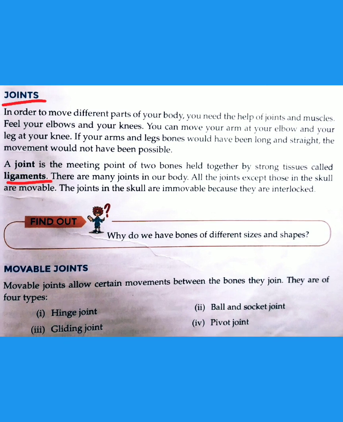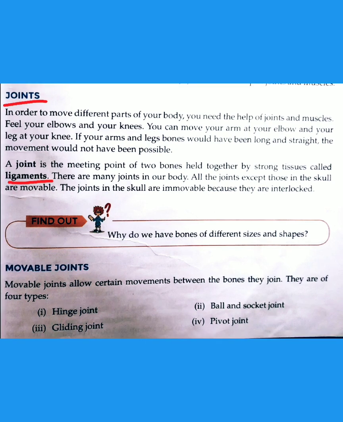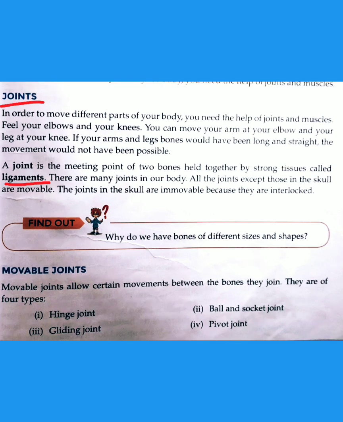So there are many joints in our body which are movable, but there is another joint which is immovable, that is the joint in the skull. So the skull bones have joints, but those are immovable. We cannot move them. Why? Because they are interlocked.